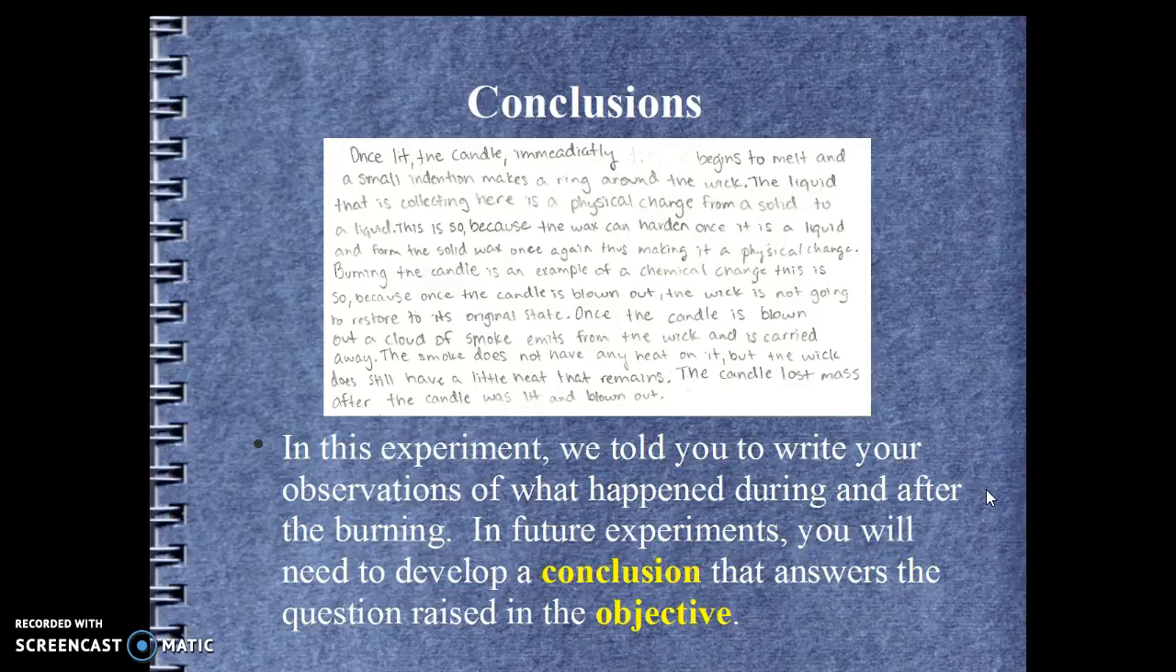In the experiment, we told you to write your observations of what happened during and after the burning. In future experiments, you're going to have to develop a conclusion that answers the question raised in the objective. Here, the conclusion is really a narrative about what happens, but chemical changes and physical changes are specified in here. So this is a pretty good report for a first chemistry experiment.